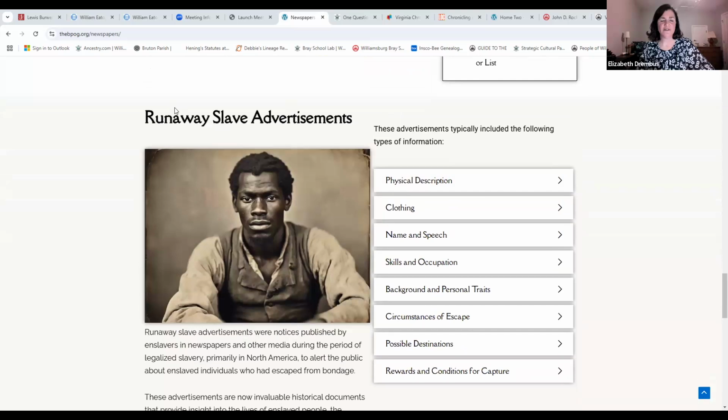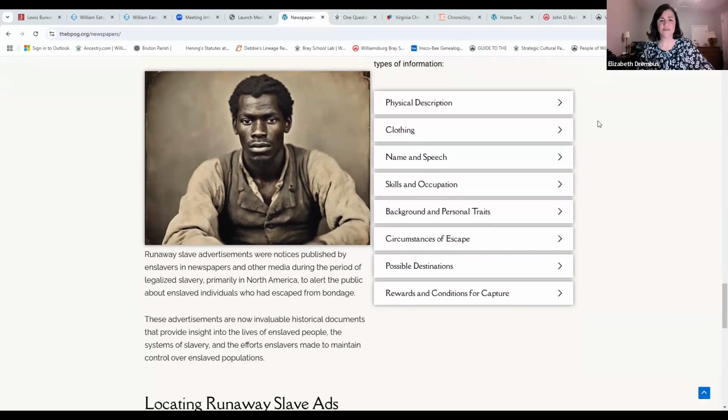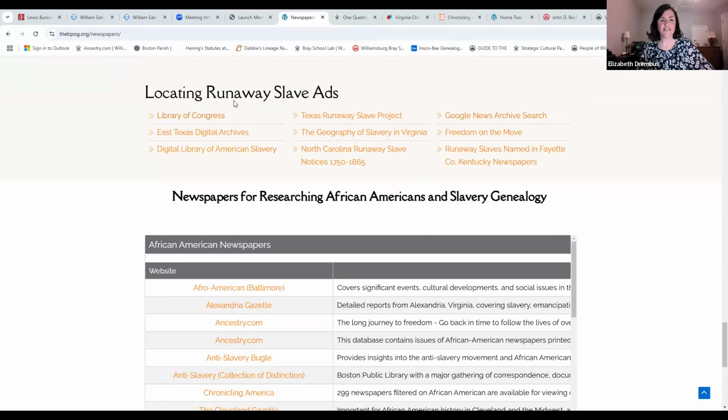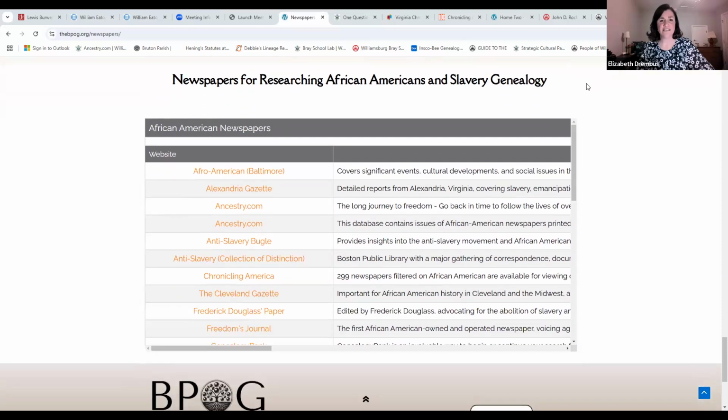Also on this website, they're going to discuss runaway slave advertisements. Those are certainly factoring into the research for the Williamsburg Bray School, and we're going to have a couple examples of that. And then it shows you lower on that site how to find and locate ads that have been transcribed or have been captured. So the geography of slavery in Virginia, we use quite a bit, the Digital Library of American Slavery, and again, the Library of Congress website. And then further on down, this is their last entry, is newspapers for researching African Americans and slavery genealogy.